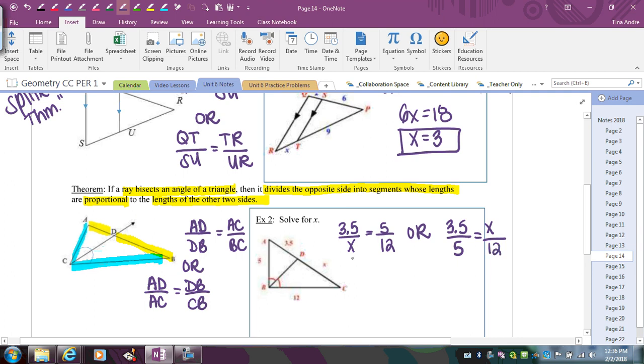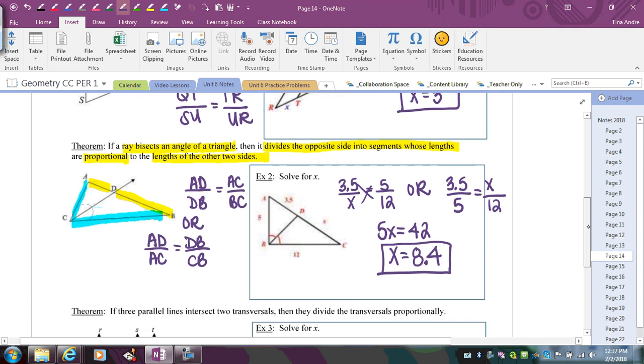So either way, when I cross multiply these, you're seeing the same numbers in the diagonals. So in the end, when you cross multiply, you're going to have 5x equals 42. And then go ahead and divide by 5, and you end up with 8.4. And again, solve for x, so that's it. I don't have to go any further. So again, just another way that you can set up proportions. So lots of proportions happening in this unit. These are just some additional ways that we can set up proportions.